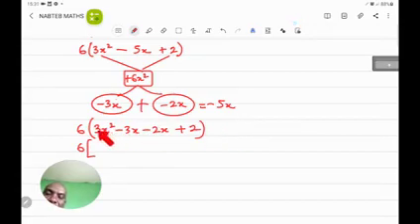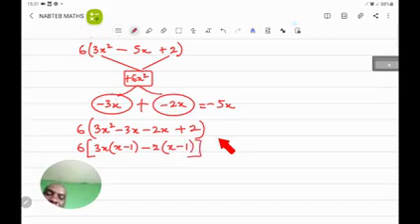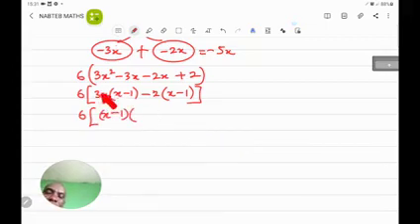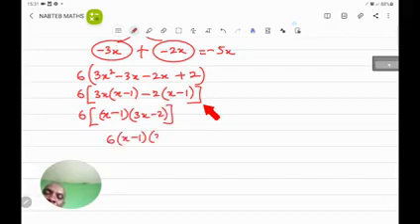What's common to this and this? It is 3x. So I pull out 3x and I'm left with x minus 1, minus, what's common to this? It's 2. So 2 into x minus 1. Now x minus 1 is common, so I'm left with 3x here and minus 2 here: 3x minus 2. This is now 6 into x minus 1, 3x minus 2. That's the answer. This is the factorization.